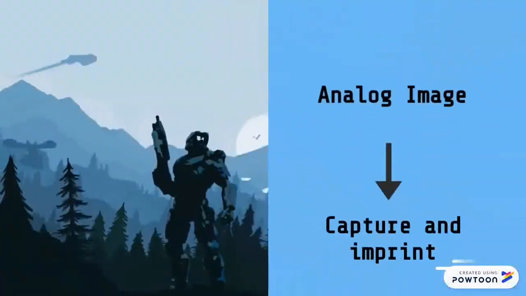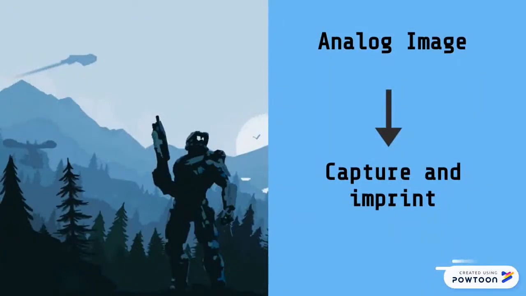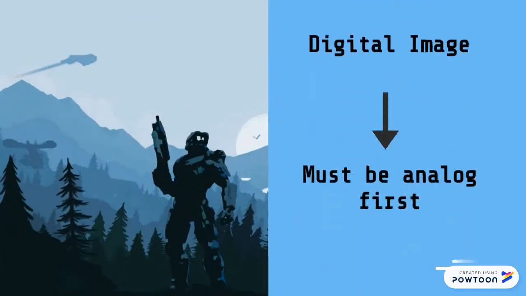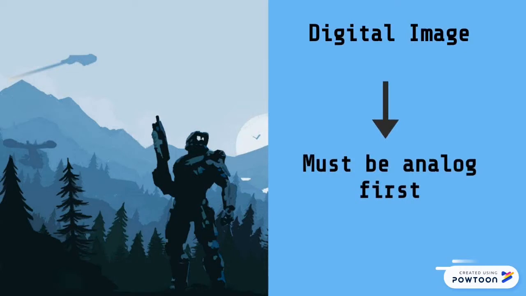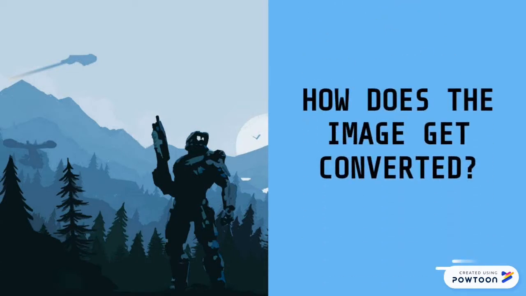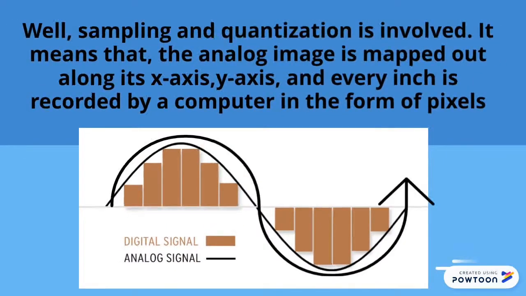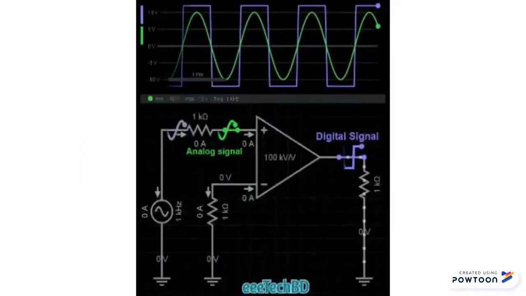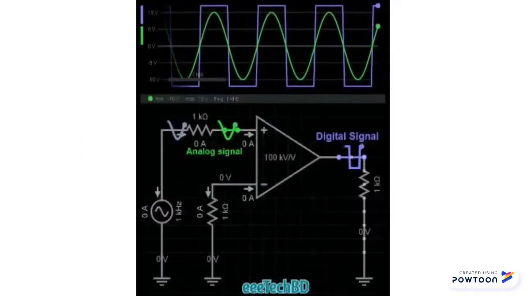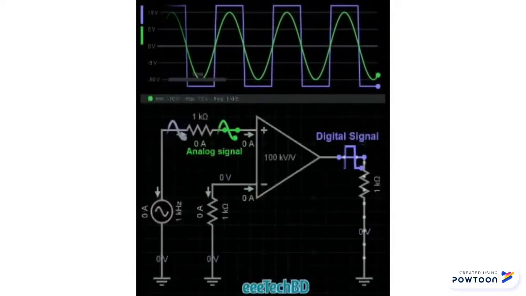So, we know that with analog, we literally capture an image and imprint it onto a film. But for digital imaging, the first step is analog. But how does the image get converted? Well, sampling and quantization is involved. It means that the analog image is mapped out along its X and Y axis, and every inch is recorded by a computer in the form of pixels, with one pixel containing data in bytes that tell us the coordinates of itself and the intensity of the coloration.